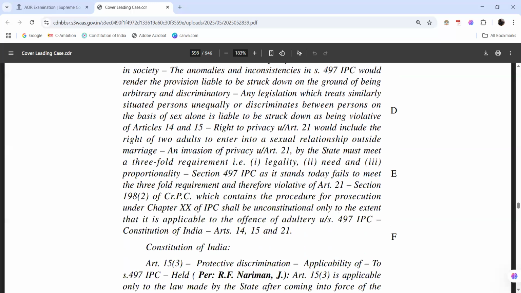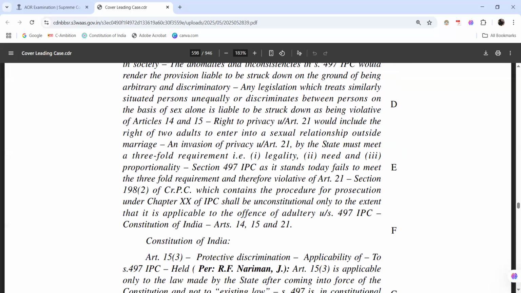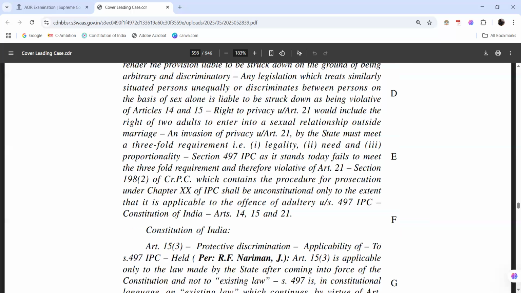However, whenever there is a law to be made, we have discussed in Justice K.S. Puttaswamy's judgment also, and when we did a few cases relating to the doctrine of proportionality, we made this one point: there is a threefold requirement that needs to be met. One is legality, another is the need for the law to be there, and the third is proportionality. Section 497 does not stand the threefold test, which is the legality, need, and proportionality that the provision carries, because it fails, and therefore it is violative of Article 21 of the Constitution of India.